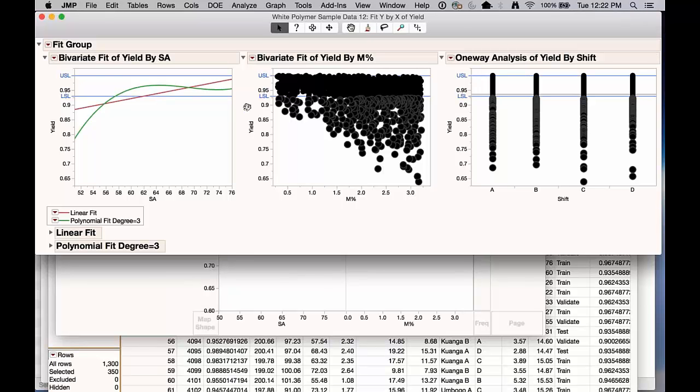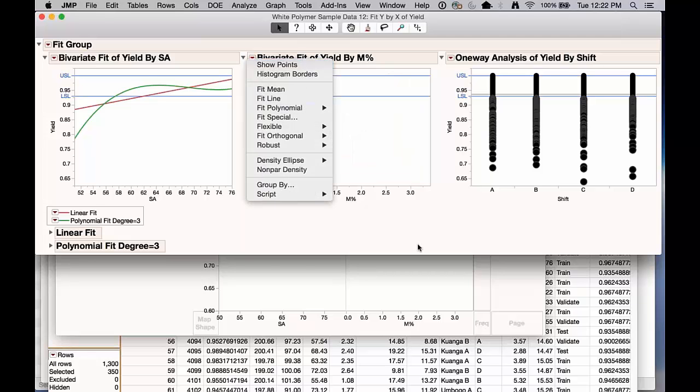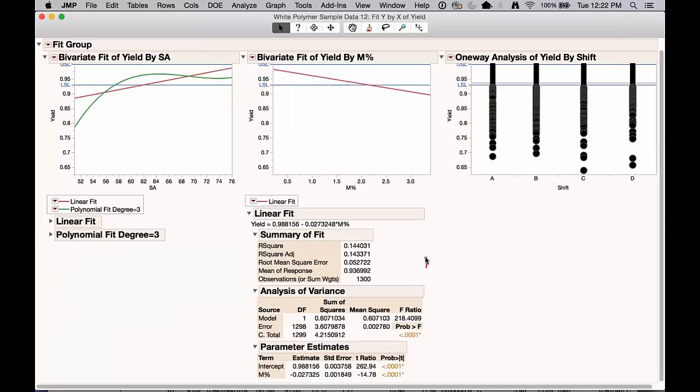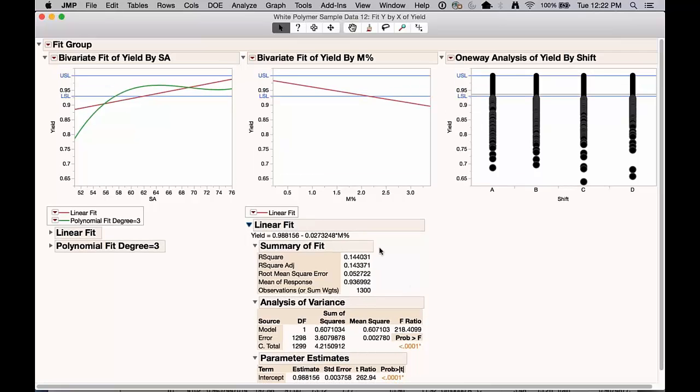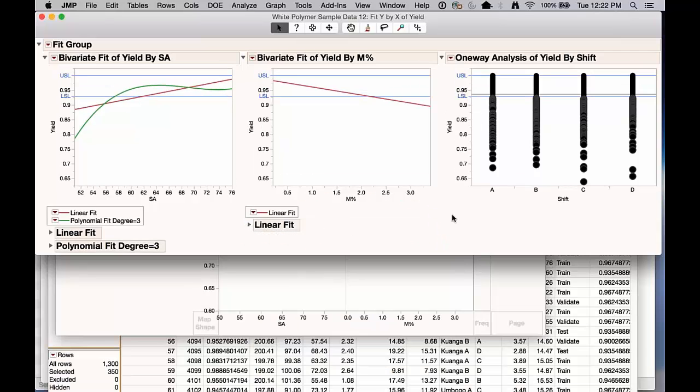I can look at points. This one here is probably going to look a lot better with the fitted line. There's a chance of fitting a line. Here I got all my data as well. Still a lot of information.